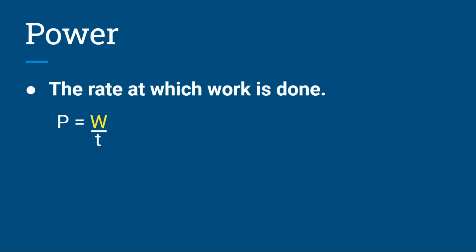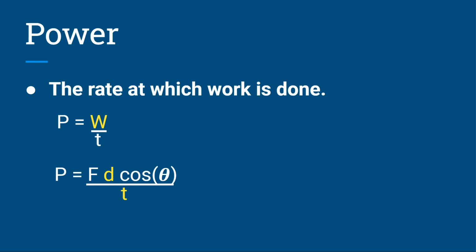Now I know that work is also equal to FD cosine theta. So by substitution, I could derive this equation. I could say that power is equal to FD cosine theta over time. That is also an equation that I might end up needing to use depending on the information that I've been given. You'll notice that I highlighted two of the variables in my equation, distance and time.